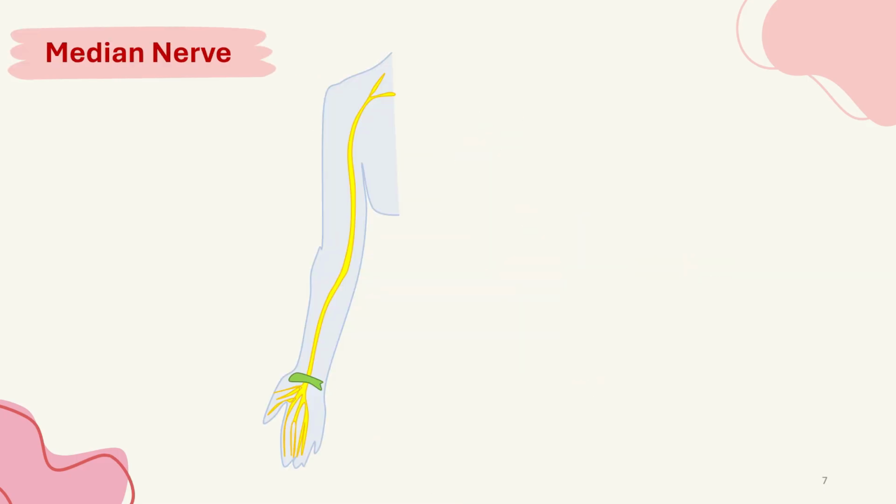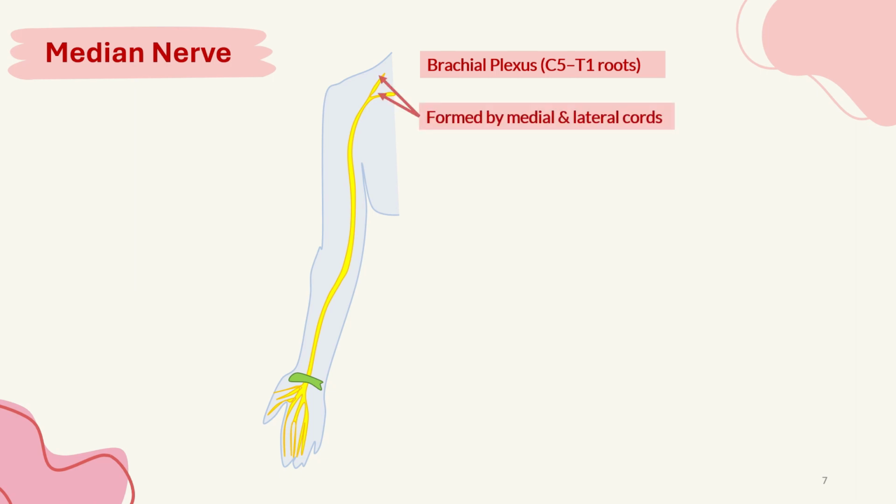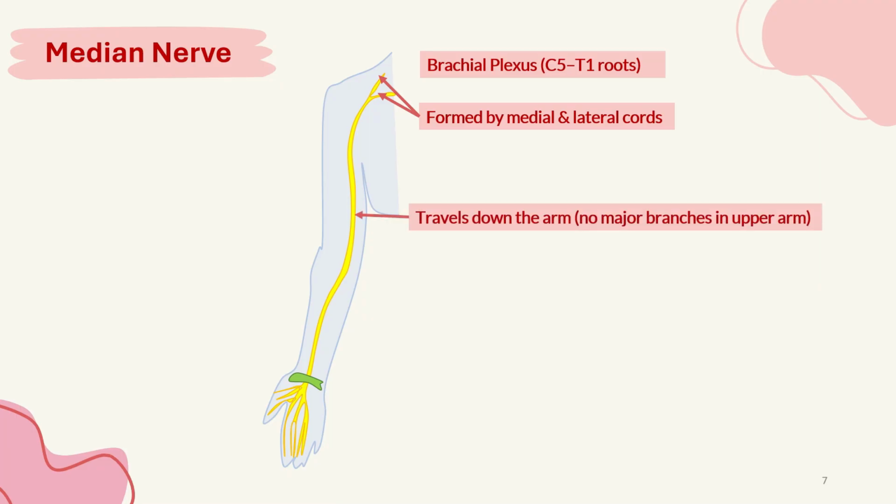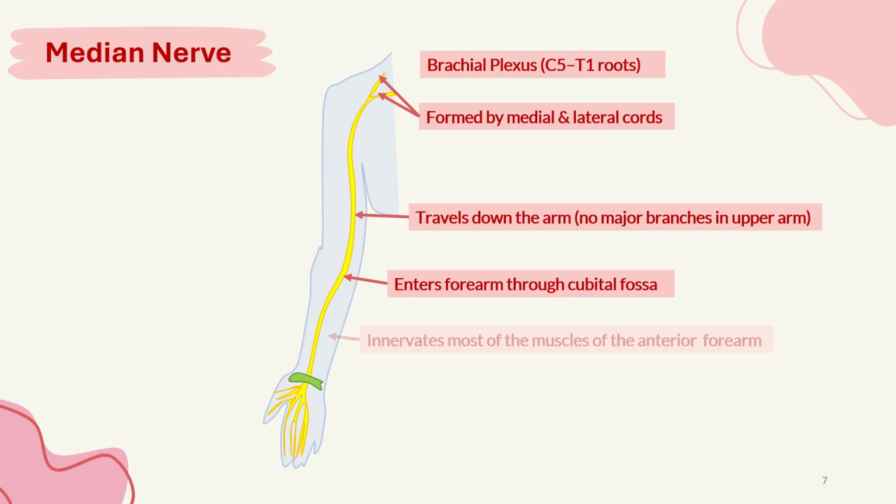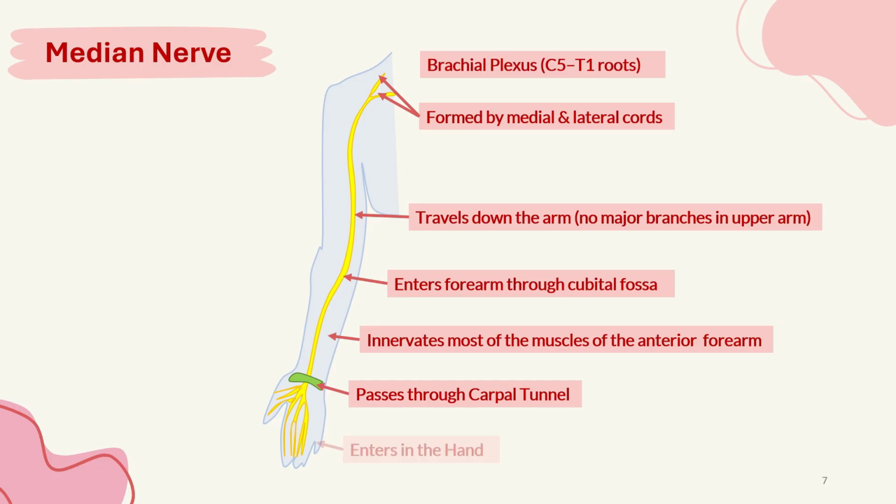So where does the median nerve come from? The median nerve originates from the ventral rami of cervical 5 to thoracic 1 roots of the brachial plexus. It is formed by the union of the medial and lateral cords, and then travels down the arm, but it does not give any major branches there. Then the nerve enters the forearm through the cubital fossa. In the forearm, it innervates most of the muscles of the anterior forearm, those are most of the flexors and the pronators. Then it passes through the carpal tunnel at the wrist and enters the hand.